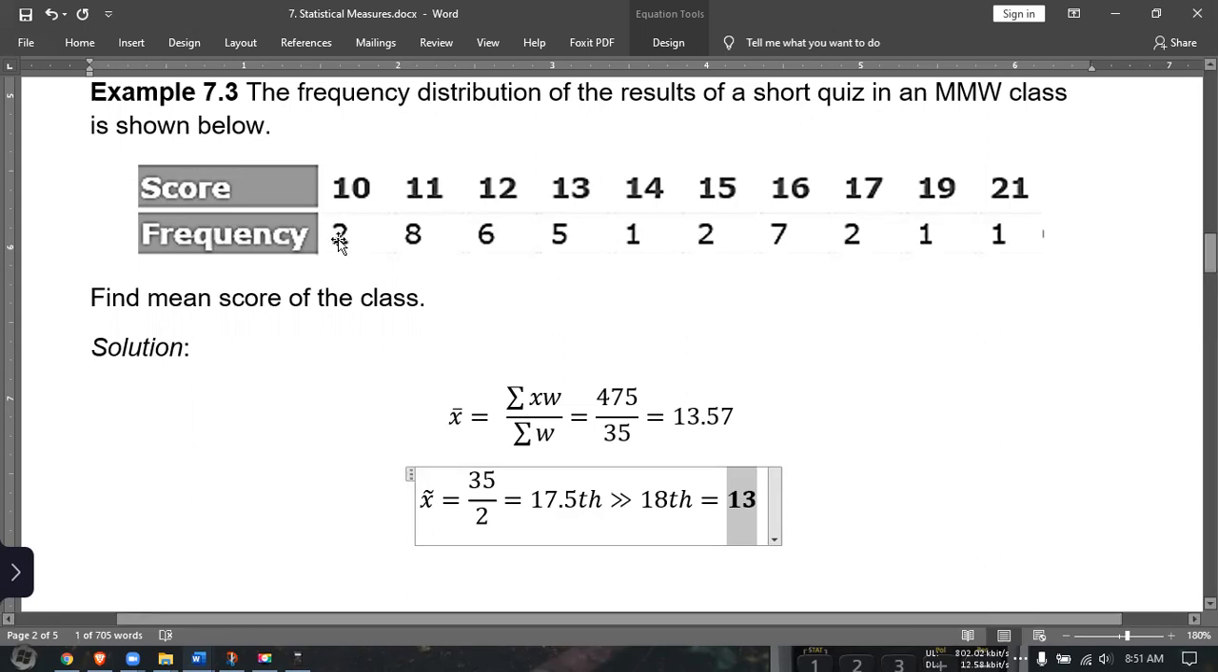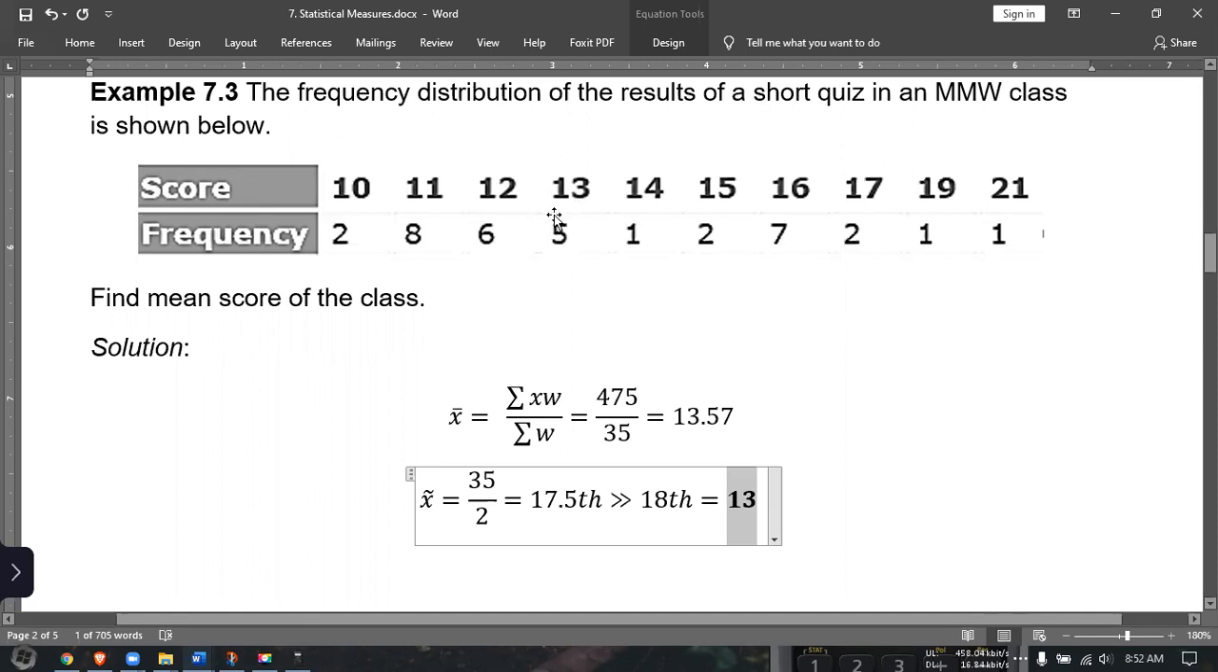Meaning to say, the first and second students got 10. The third, fourth, fifth to 10th students got 11, because you just add. Then the 11th, 12th, 13th, 14th, 15th, 16th got 12. So we're at the 16th mark. We need to say the 17th and 18th are located in this class.